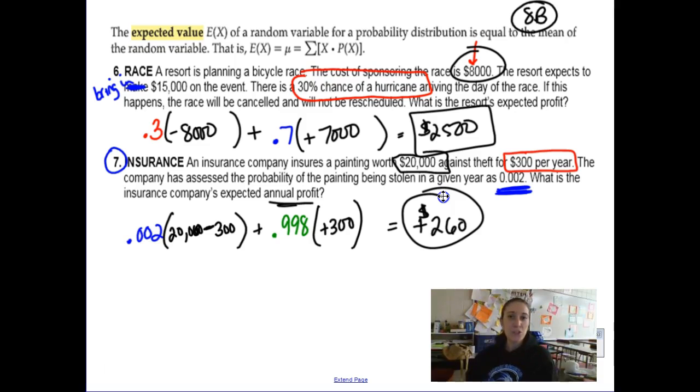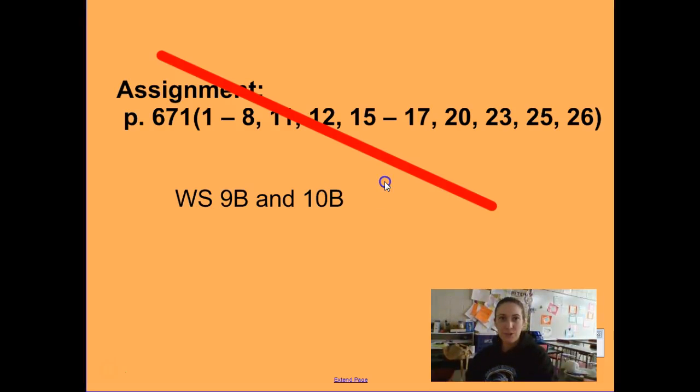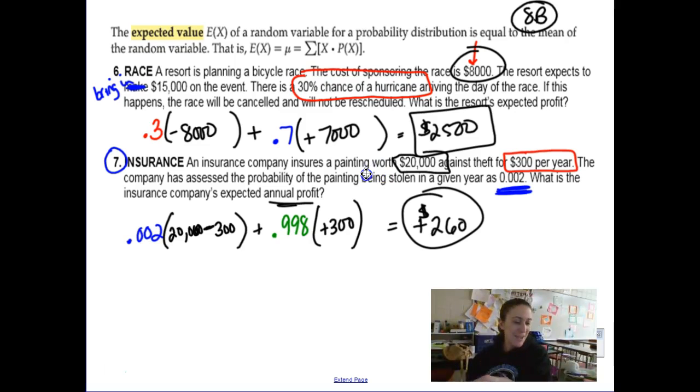Yes, there is a chance that this painting might be stolen, but if you have hundreds of customers, all of their paintings are not going to be stolen, guys. It's not going to happen. So this is how they make their money. The law of averages works out, unless something crazy happens, like a natural disaster or something. I don't know. All right.